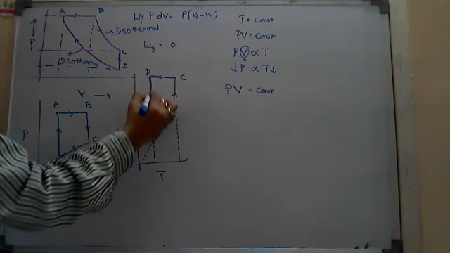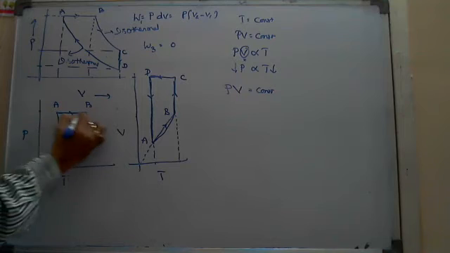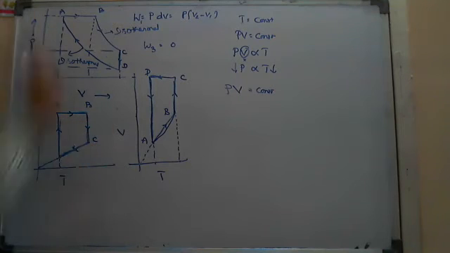So this is the shape of the graph of VT, and this is the shape of the graph of PT. Okay, so this is the way to convert the PV graph into other types, or the PT graph into other types, or the VT graph into other types. This is one model related to graphs.